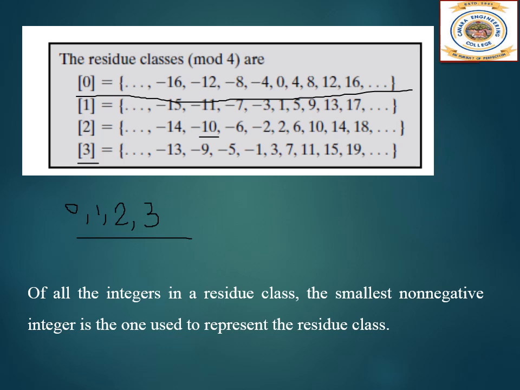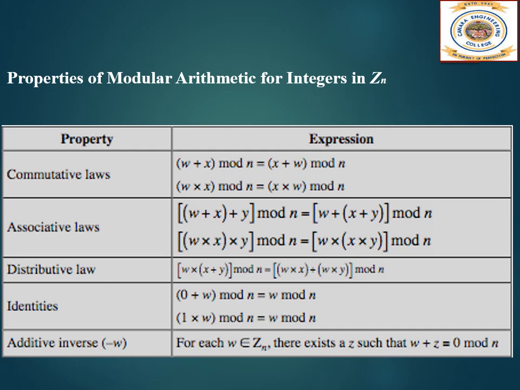For all the integers in a residue class, the smallest non-negative integer is the one used to represent the residue class. Okay, this is how you represent the residue class. The smallest non-negative integer is taken to represent the residue class. I hope this concept is clear. Next, we will see the properties of modular arithmetic for integers in Zn.